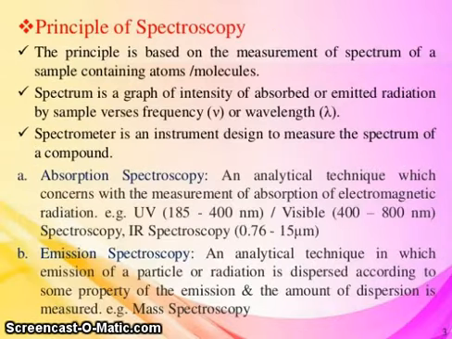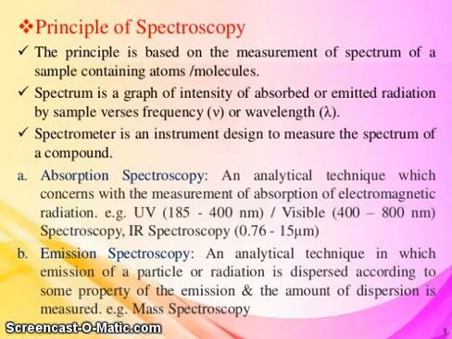Now, what is the principle of spectroscopy? The principle is based on the measurement of a spectrum of a sample containing atoms or molecules. A spectrum is a graph of intensity of absorbed or emitted radiations by the sample versus frequency or wavelength. The spectrometer is an instrument designed to measure the spectrum of a compound.